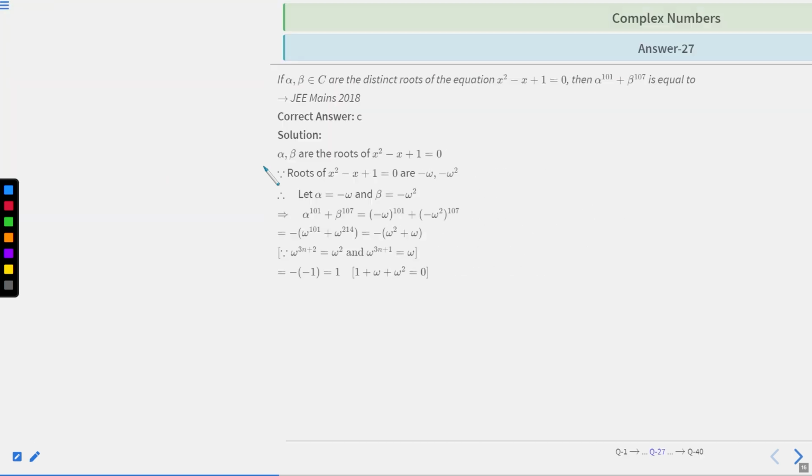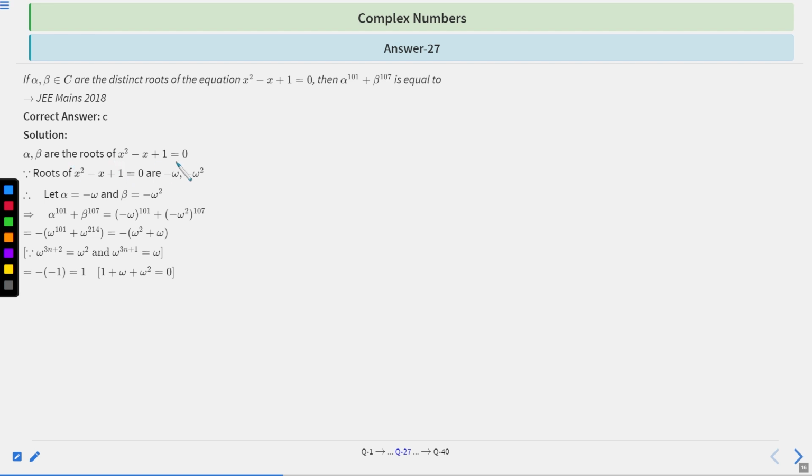Now let's discuss the solution. Since alpha and beta are roots of the equation x square minus x plus 1, when we calculate the roots, we will see that the roots of x square minus x plus 1 are basically minus omega and minus omega square, right? And alpha and beta are the distinct roots of this one. So let us assume alpha is minus omega and beta is minus omega square.